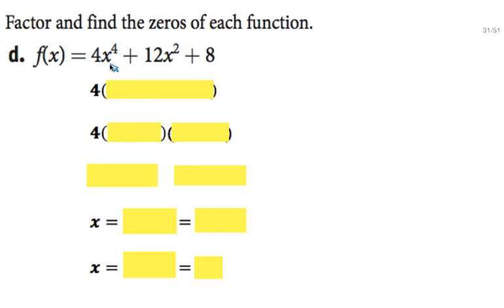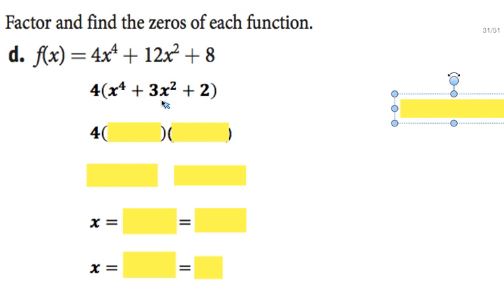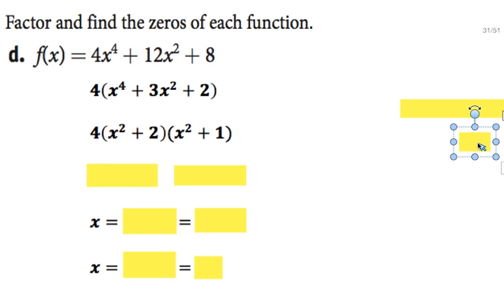So the greatest common factor right here is a 4. When I factor that out, I get this. And notice that we have a term raised to the fourth power here, and our middle term is squared. So both of my factors are going to have x squared in them. And then I need two numbers that multiply together to get 2 and add together to get 3. So my numbers are +2 and +1.